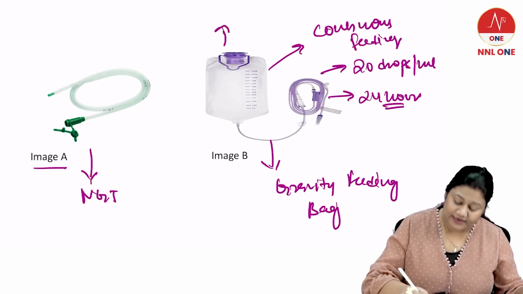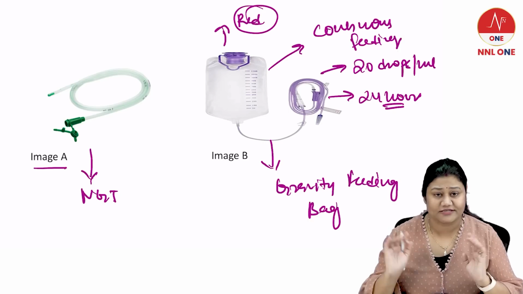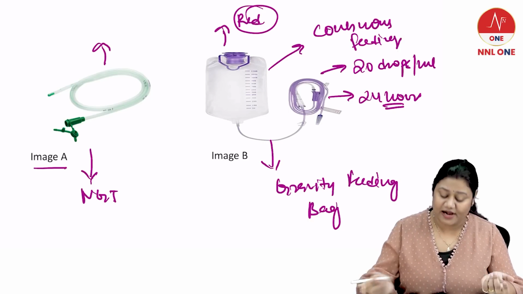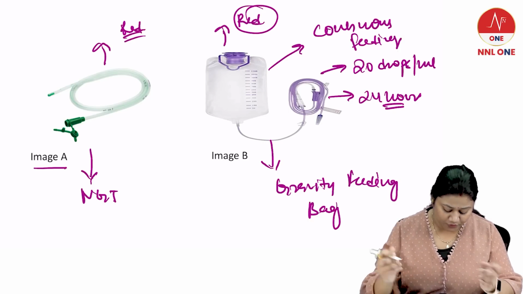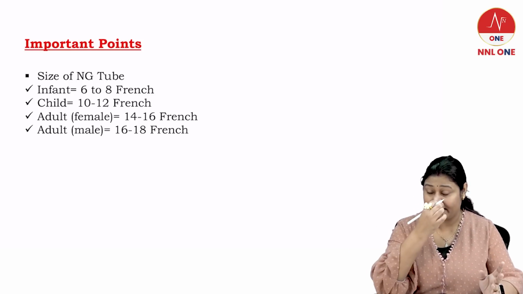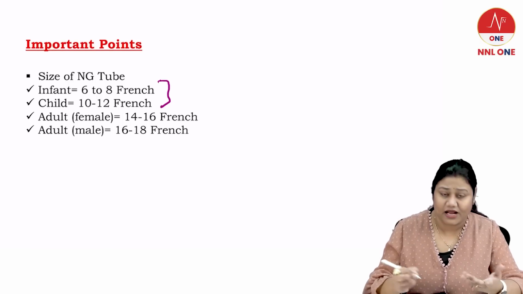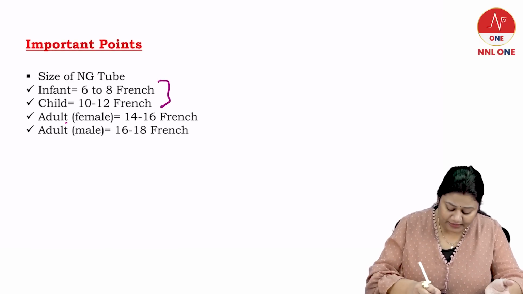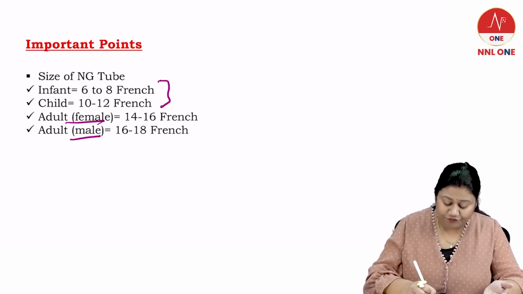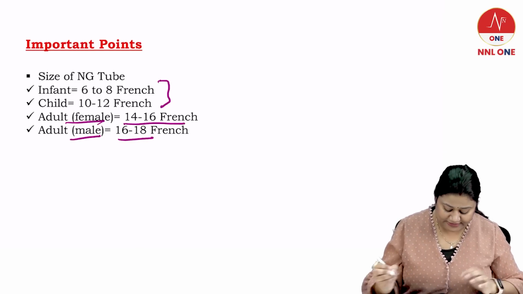And where you will discard, let us also quickly revise this, because everything is integrated. It is in red because this is plastic. Where you will discard the NG tube, it is in red. All good plastic will go into red. Now what are the common sizes of NG tube that you need to remember? In case of adult, it is very unlikely that they will ask you infant and child. For adult, male and female, they can ask you. So for male it is 16 to 18 French, and for female it is 14 to 16 French.